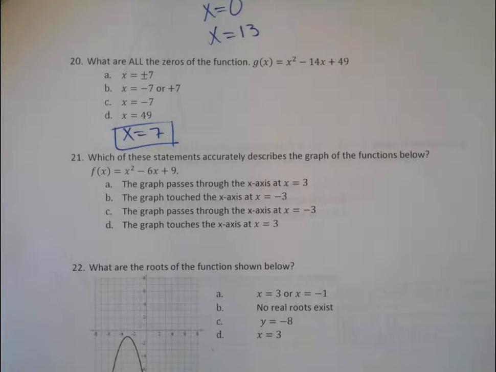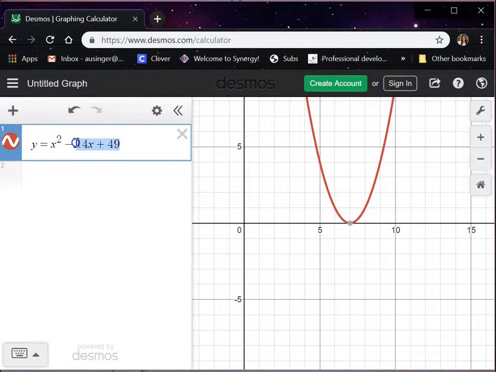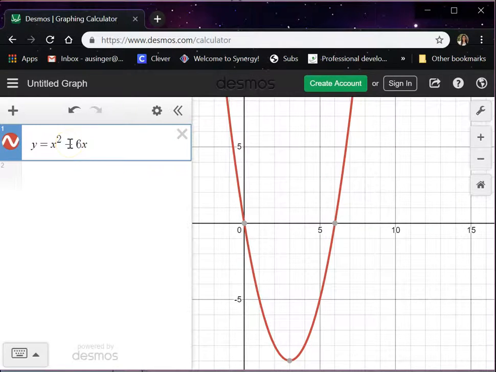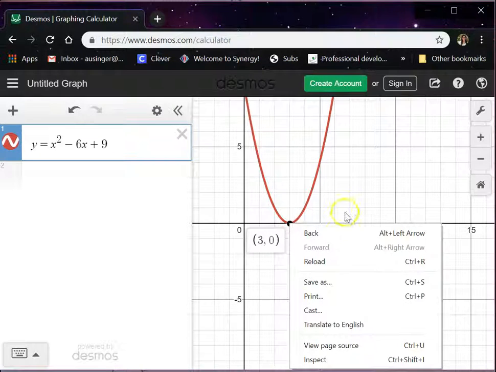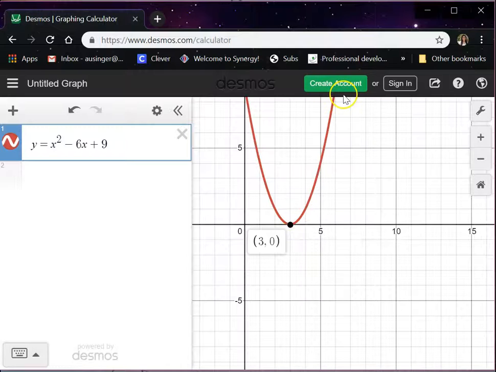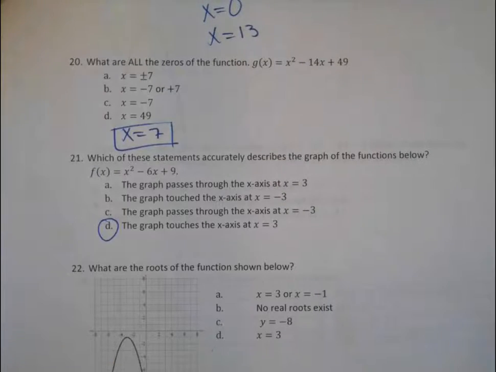So I'm just going to write x equals 7. Number 21, it wants me to figure out which of these statements is true about this graph. I'm going to go ahead and type this into Desmos and leave the graph on the screen while I read you the choices. It says the graph passes through the x-axis at x equals 3. The graph touches the x-axis at x equals -3. The graph passes through the x-axis at x equals -3, and the graph touches the x-axis at x equals 3. So if I look right here, it's going to touch and bounce right back out. So this one is not passing through, and it's a positive 3. So my choice here is D.